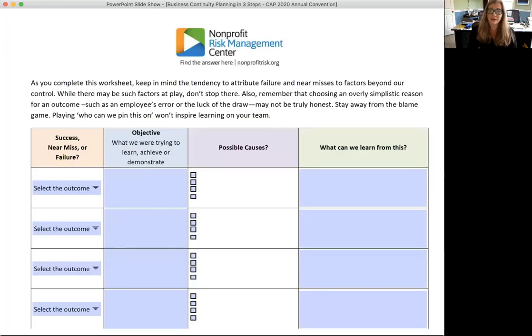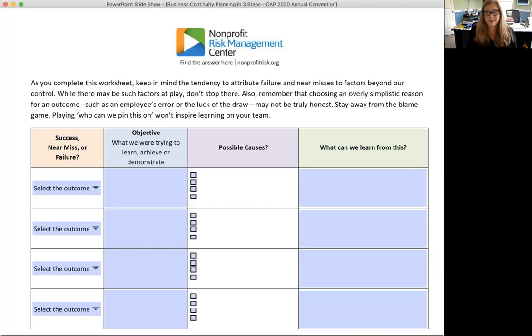So on this particular worksheet, and it's part of a suite of worksheets that are all available as a single PDF, starting with the business impact analysis worksheet. With this worksheet, the first thing you do is you choose from the drop-down menu, was this a success, was this a near miss, or a failure? So again, this is a way to broaden and capture those lessons learned from not only the pandemic, but other things that your agency has faced. And then I want to encourage you to fill in that second column with what you were trying to learn or achieve or demonstrate, right?